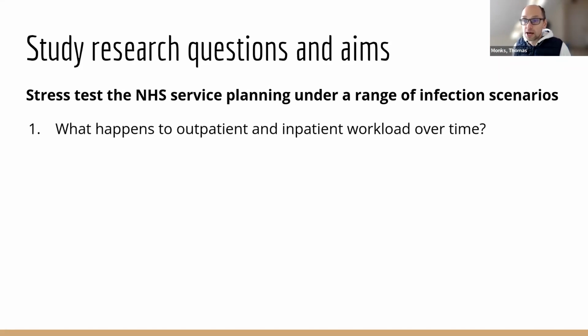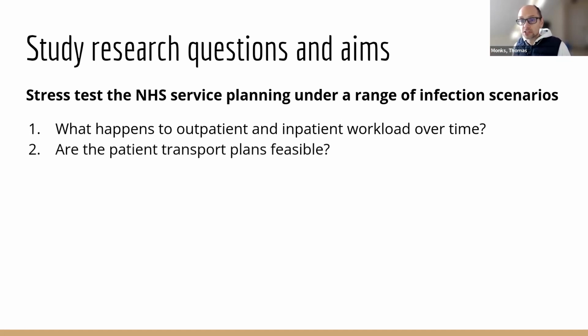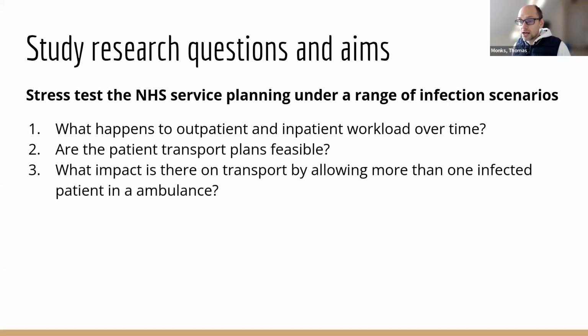We were interested in what happened to both the outpatient workload and the inpatient workload over time. So were certain units stressed? Was there an overflow to a secondary site, etc.? Were the plans for patient transport feasible? So was this ambulance idea of transporting a single infected patient at a time feasible or not? And also, if instead of having a single patient being transported, could we transport more than one infected patient at a time? And what was the benefit of doing that in terms of overall time travelled?